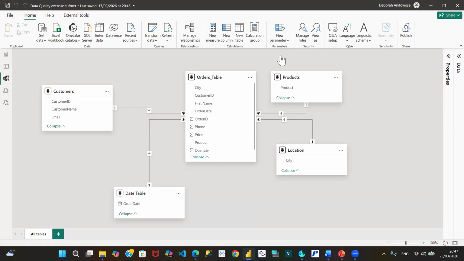Okay, I'm hoping that we got a bit more insight into what data modeling is.